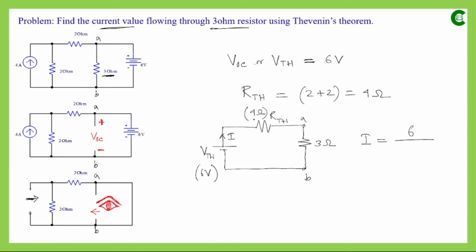So this RTH and this RL will always be connected in series. So for this case it will be 4 plus 3, so it will be 6 by 7. So this will be 0.857 ampere. Now we will solve another circuit by applying Thevenin's theorem, so it will be more clear.